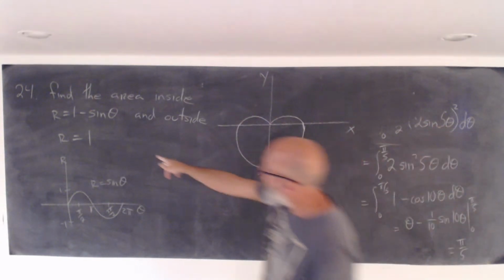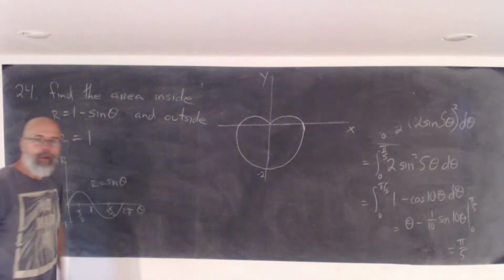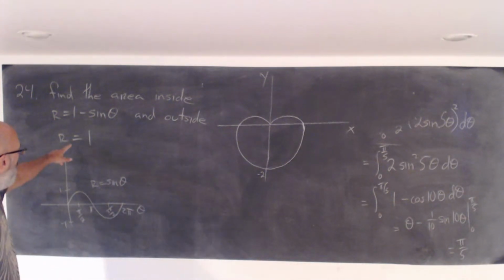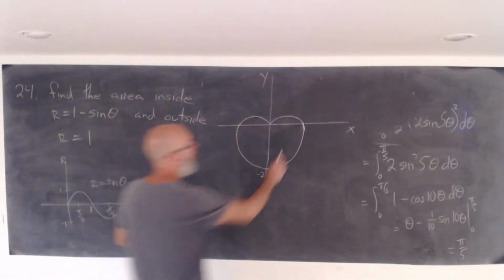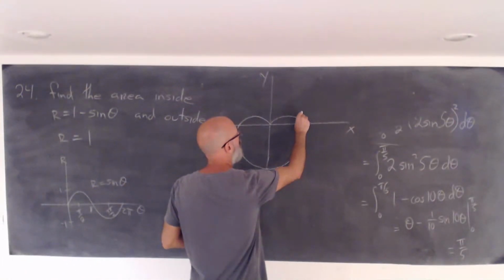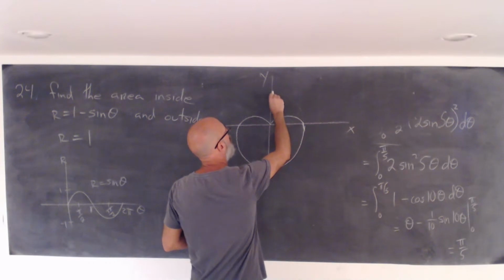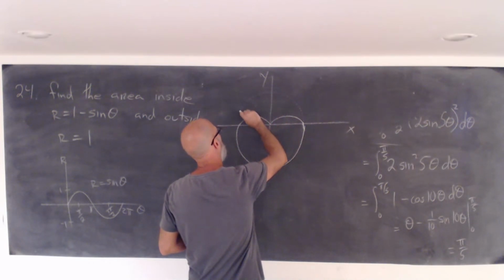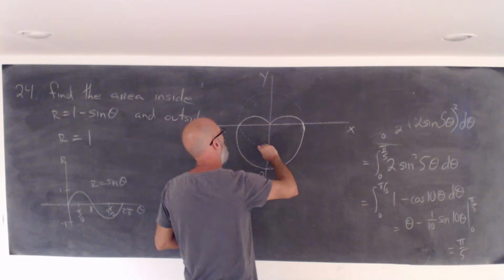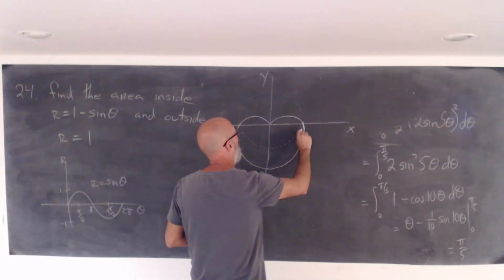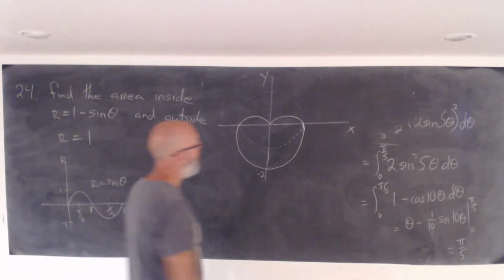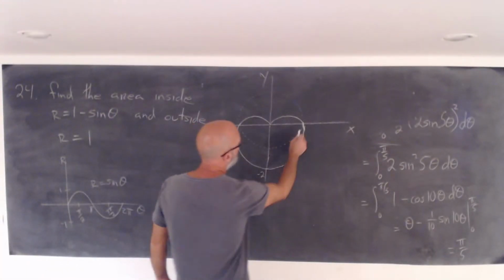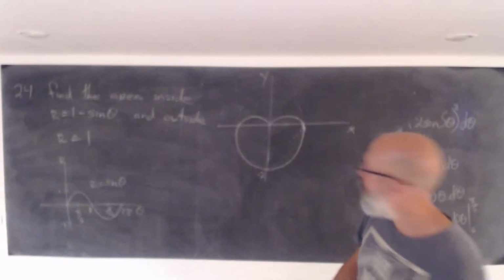And then r equals 1. What is that? It's the distance from the origin is always 1, regardless of what theta is. That's the equation of a circle. Well, can you see it?